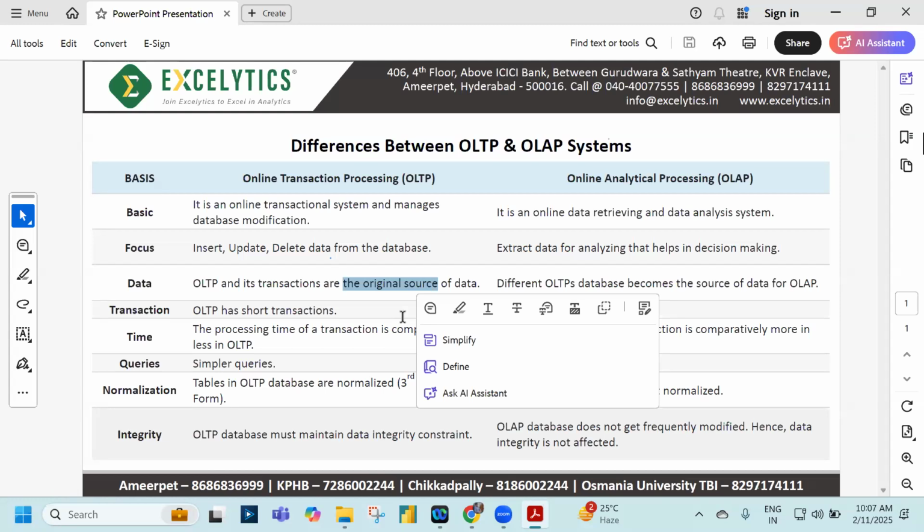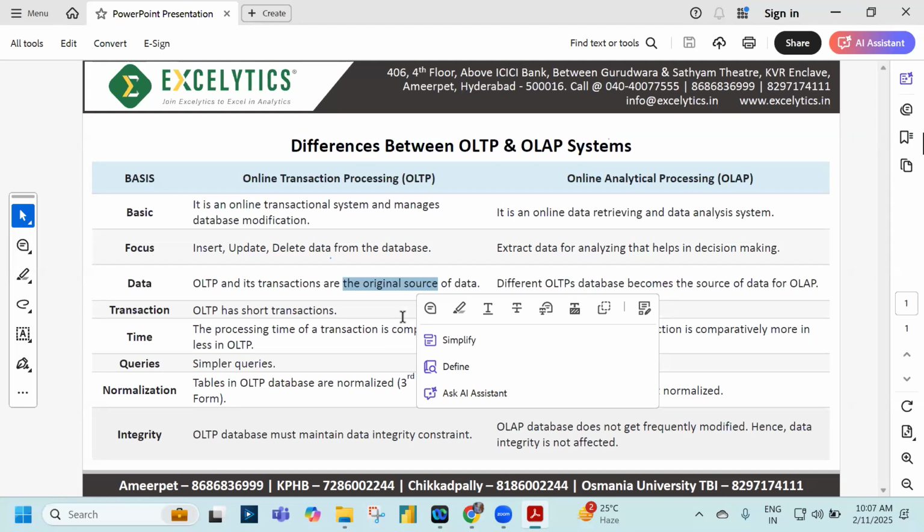Once the transactions are recorded in one system, the same data can be migrated or copied into other places also. We'll talk about that later. But this is where the transactions take place for the very first time. That is the reason OLTP transactions are considered the original source of data.